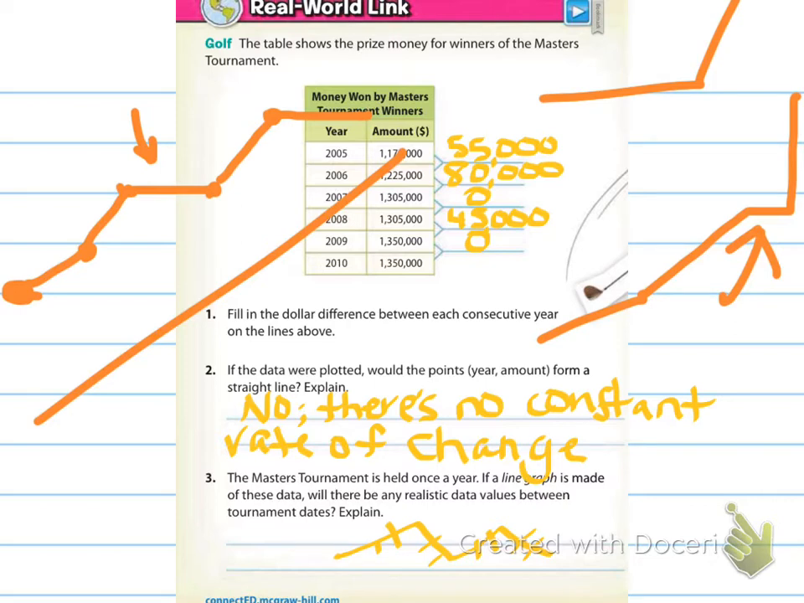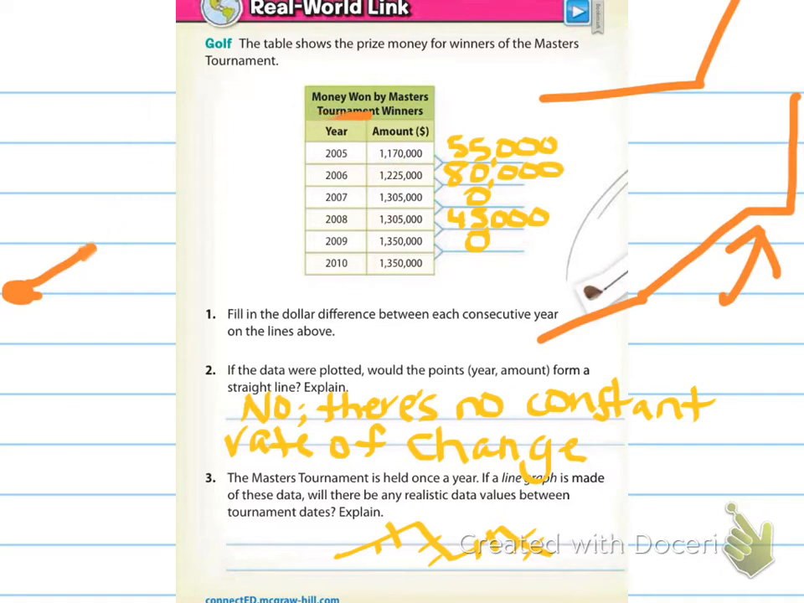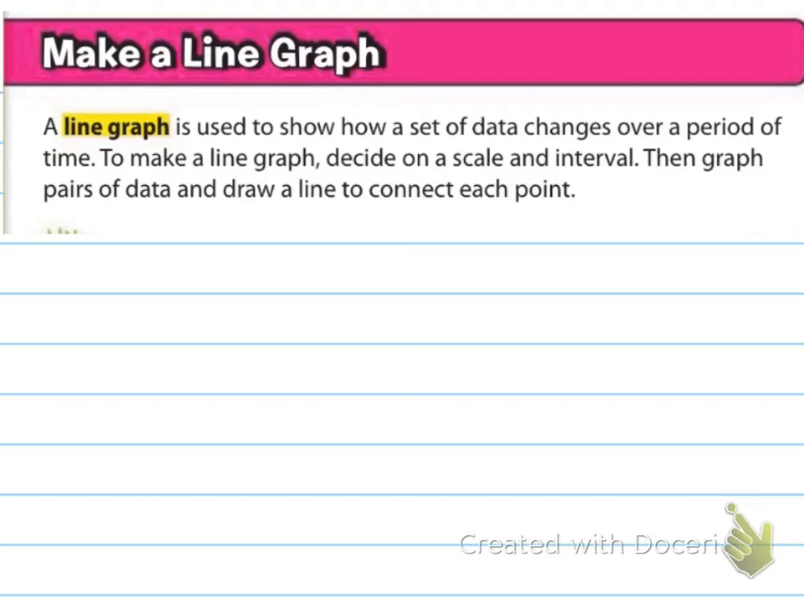And then it says the Masters tournament is held once a year. If a line graph is made of the data, will there be any realistic data values between tournament dates? Well, if the tournament is an annual tournament, then there's no amounts between the dates. It's just yearly that these amounts go through.